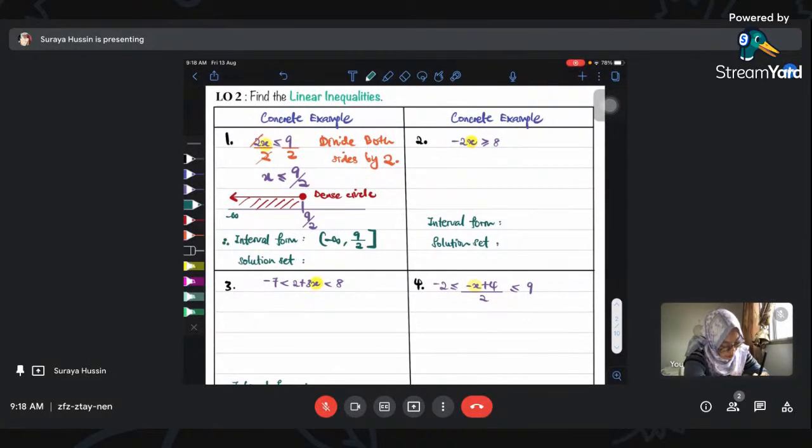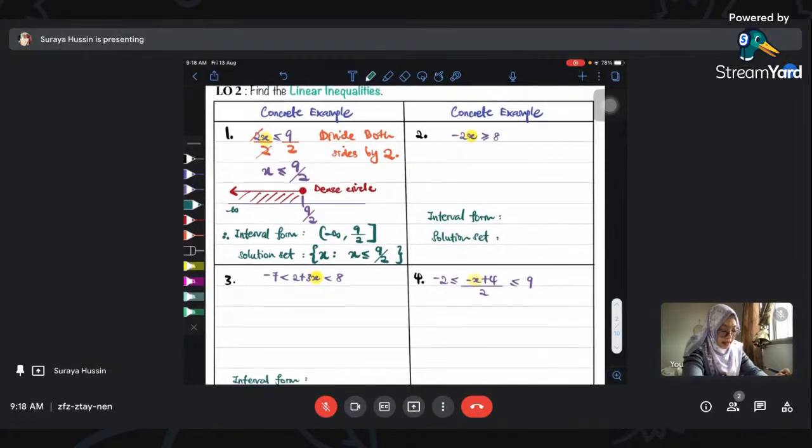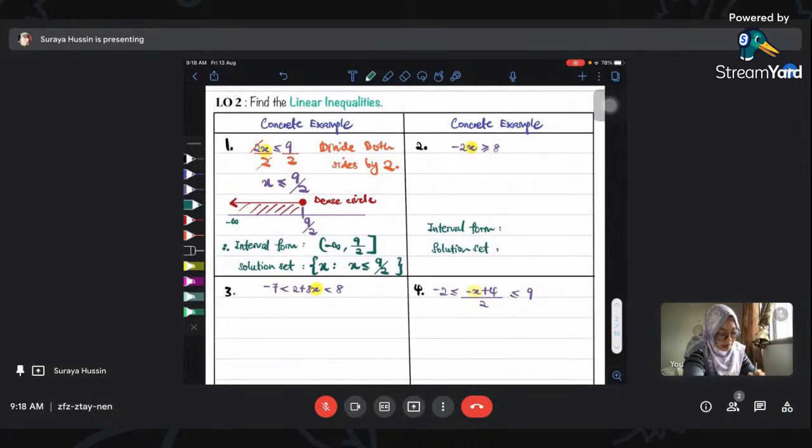Kalau solution set pula, dia mesti ada curly bracket. Dia mesti ada X dot dot. Itu adalah cara tulis untuk dapat full mark. And then you write it back, X is less than or equal to 9/2. Okay? So, yeah, that is how easy it is. Itu adalah 2 bentuk cara penulisan.